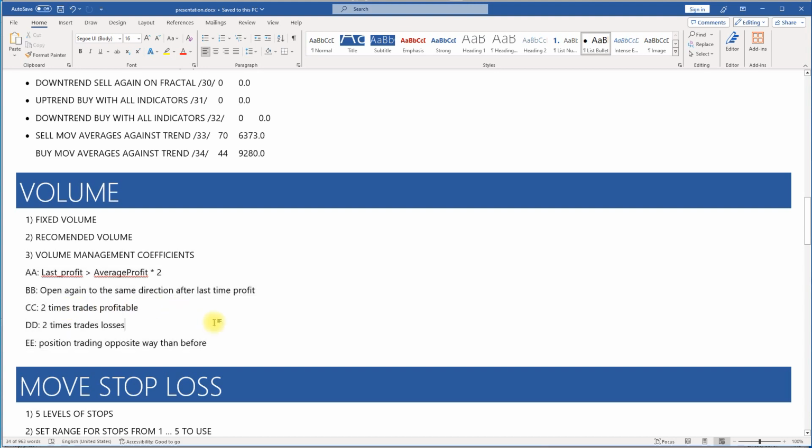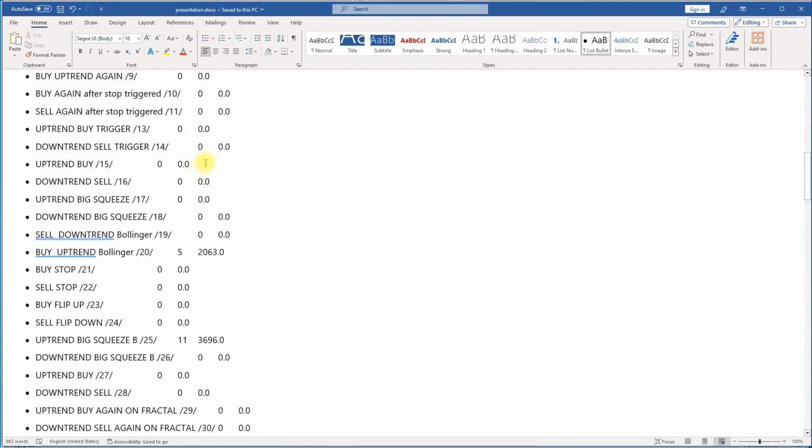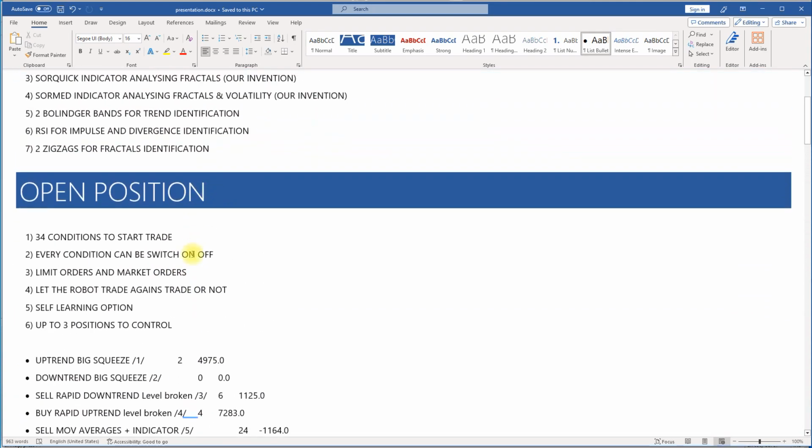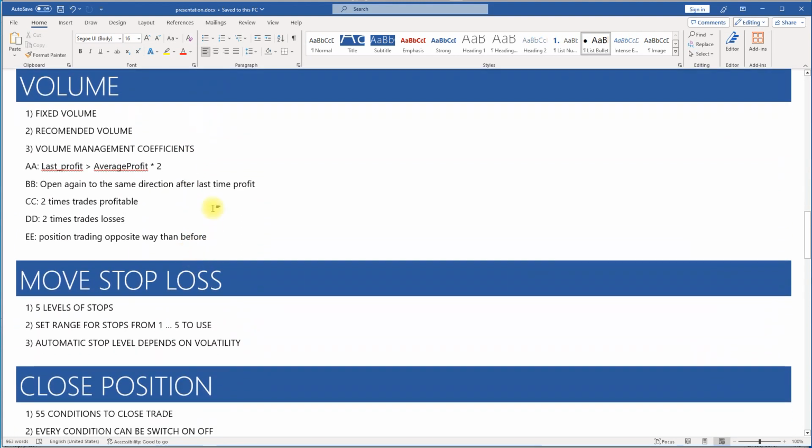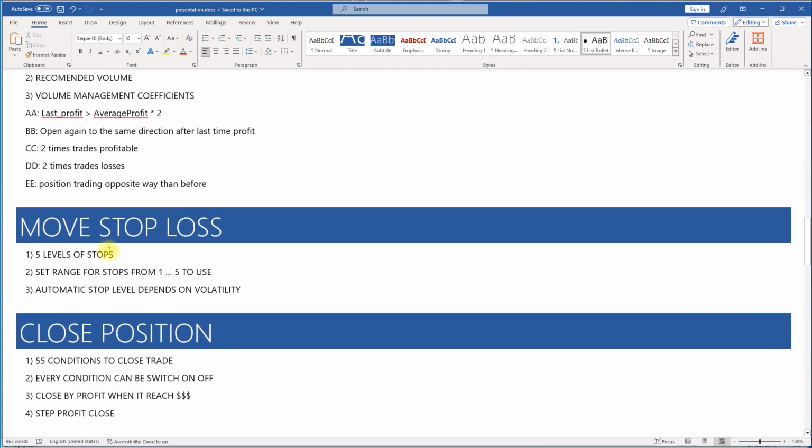That is very important also, and again, you can adjust it automatically by running the optimization process, or you can put in your own coefficients. And that is the volume management as well. So that's open position: you can control how you're going to open a position, the volume, and how you can adjust the volume.